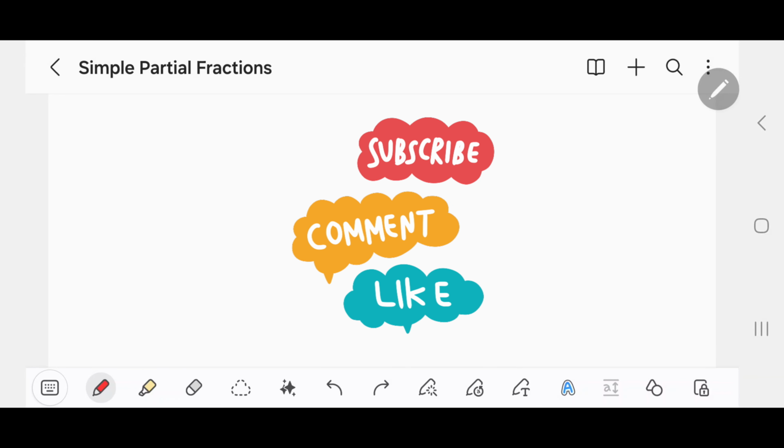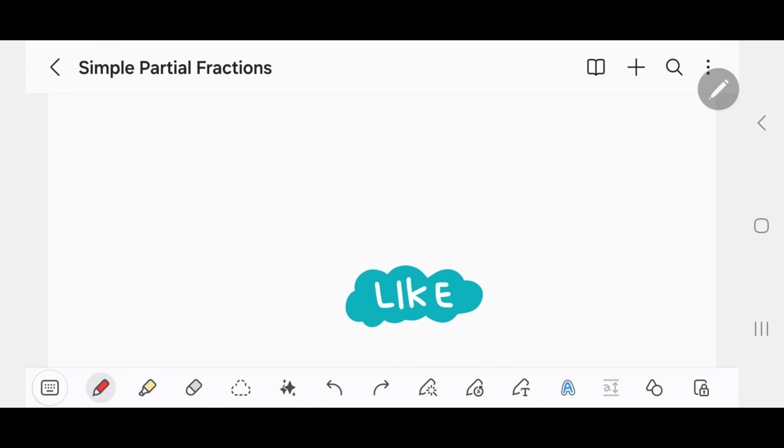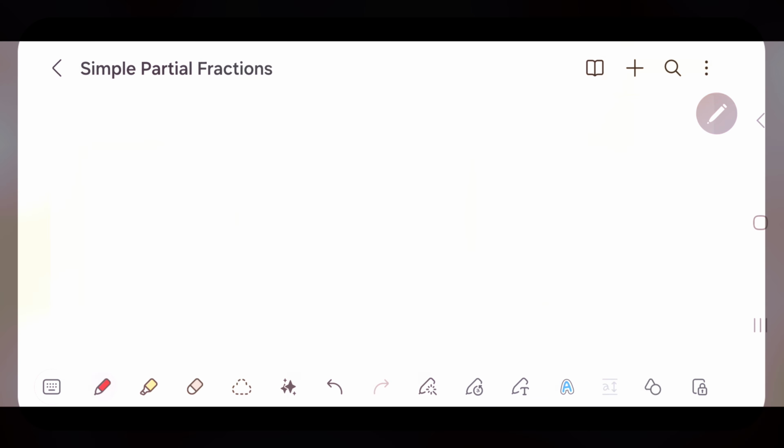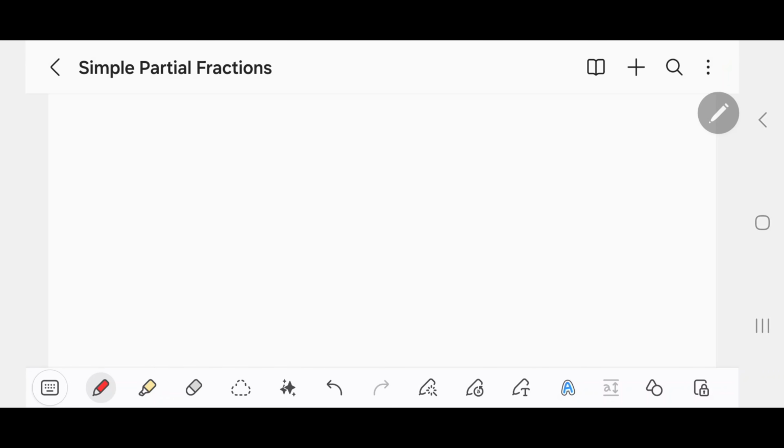Today we are going to learn about simple partial fractions in detail. We will talk about some terminologies related to it, and then we will also see the various methods to determine the partial fractions, and we will solve some examples as well. Let's talk about some terminologies at first.